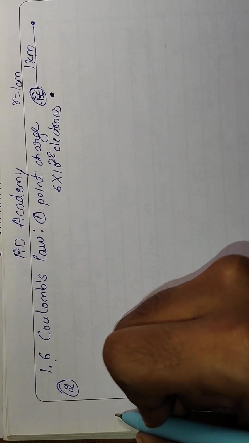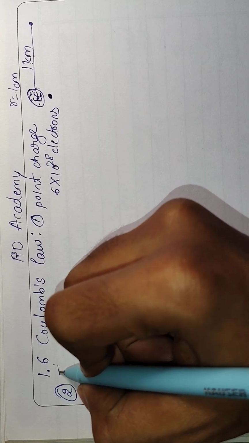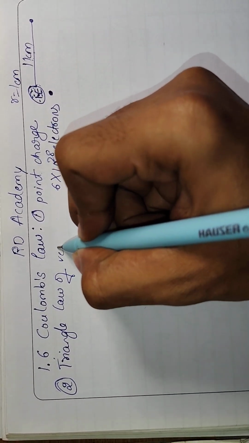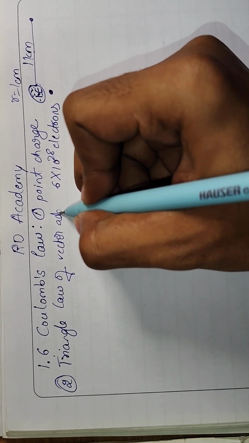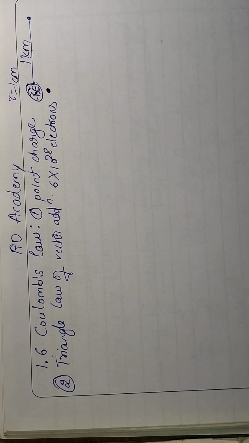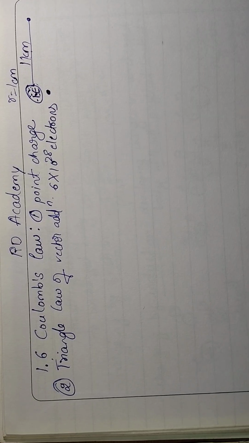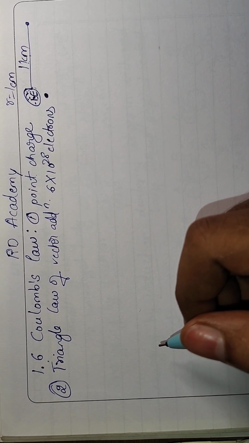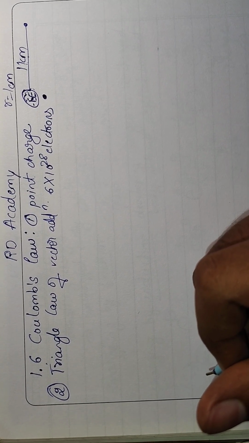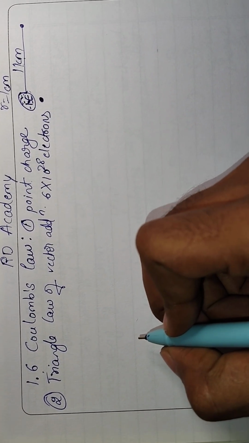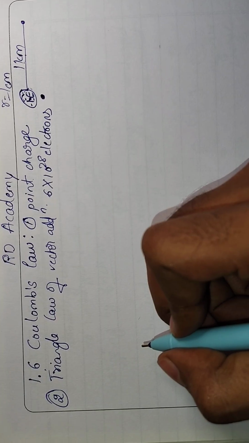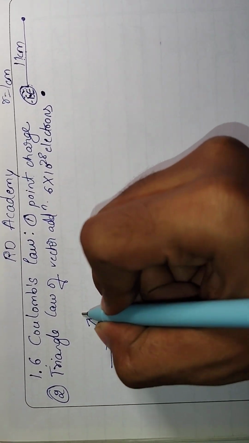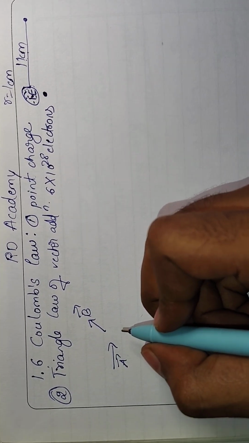What is the second prerequisite? The second prerequisite is the triangle law of vector addition. You have already learned this in your first year syllabus, so I will just briefly recap this triangular law. What does the triangular law of vector addition say? Suppose you have 2 vectors, A vector and B vector. How will you add these 2 vectors?